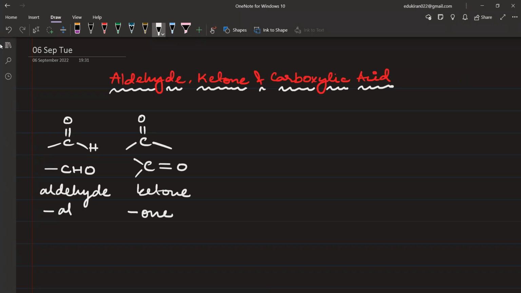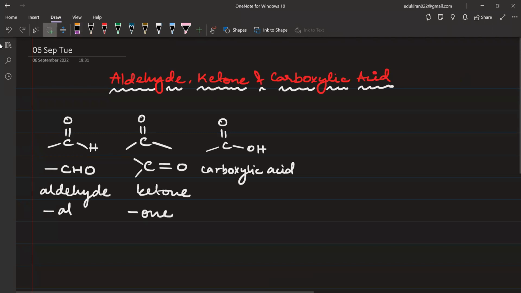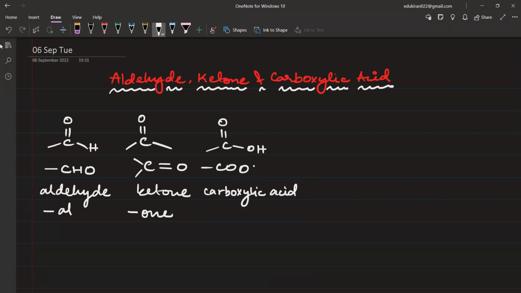And then we have carboxylic acid, which is C double bond O and OH. So this is carboxylic acid. It is often written as COOH. And if it is acting as a functional group, then we write -oic acid in the IUPAC name.